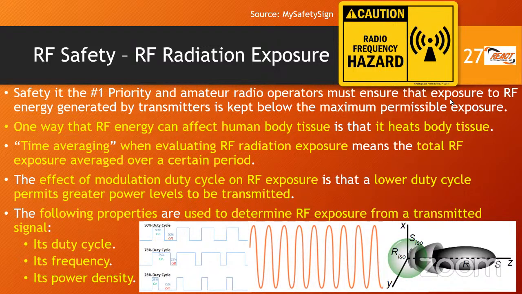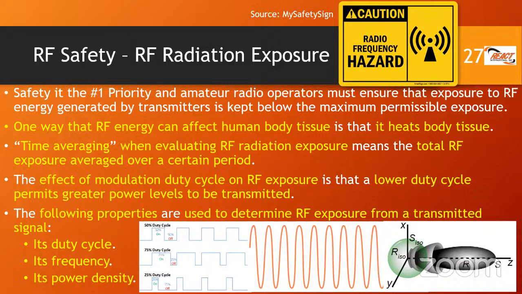Of course, different frequencies or different ranges of frequencies will have different effects on the human body and tissues. So we need to know how to calculate, what to calculate, and what to watch out for to ensure that we keep those exposure limits lower. Let's say we don't want to harm ourselves, or if we have other persons around our house or our shack, or if we're operating out in the public, we need to know what to do to make sure that we do not expose those persons to radio frequency emissions above the maximum permissible exposure limits, or what is called the MPE.